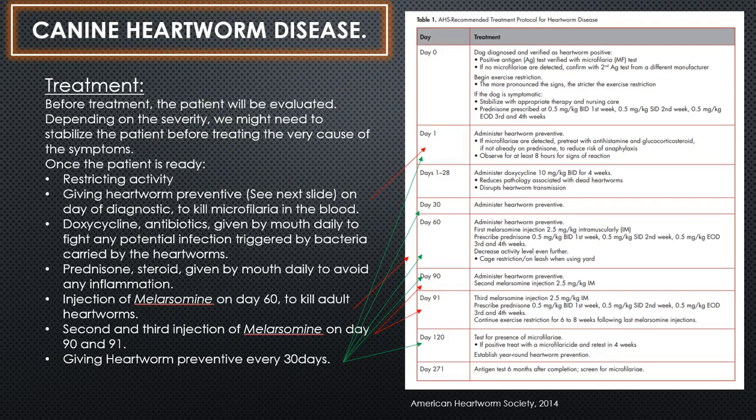obstruct the blood flow. On day 60, we're going to do the first injection, and then we're going to keep the dog on heartworm preventive. And on day 90 and 91, we're going to do two more injections 24 hours apart. On day 120, we're going to test the dog to see if he's still testing negative or positive. And when I say testing, I mean blood smear testing to make sure there's no microfilaria in the bloodstream.